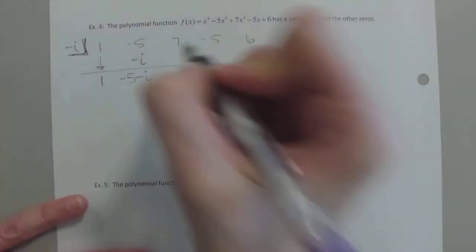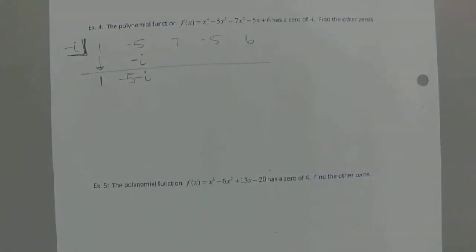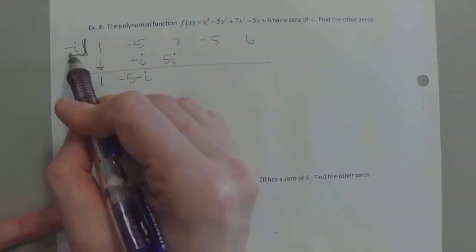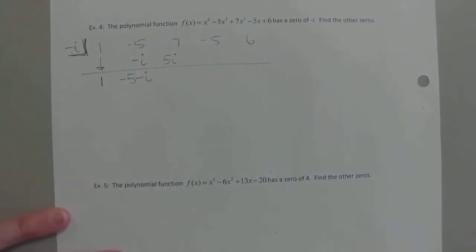So what's 1 times negative i? Negative i, there's no trick there. What's negative 5 plus a negative i? Negative 5, negative i, right? They're not like terms, so we can't combine them. And then this is where some of you guys might opt to use your calculator. Some of you guys are kind of doing it in your head with me.